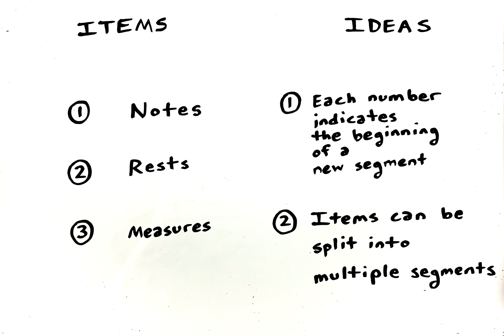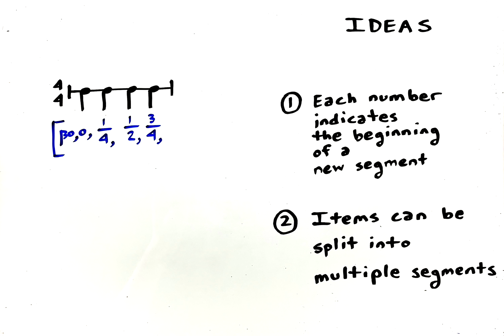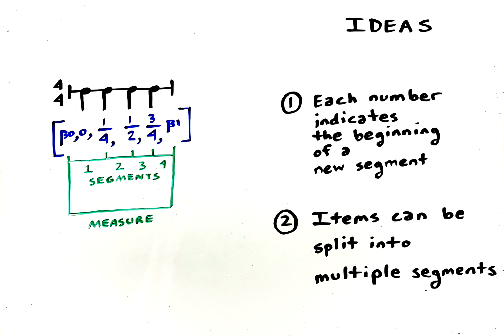Here's an example of splitting measures. If you want to indicate a 4/4 measure containing 4 quarter notes, your analysis is B0, 0, 1/4, 1/2, 3/4, B1. As you can see, there's only one measure, but it is split into 4 segments.